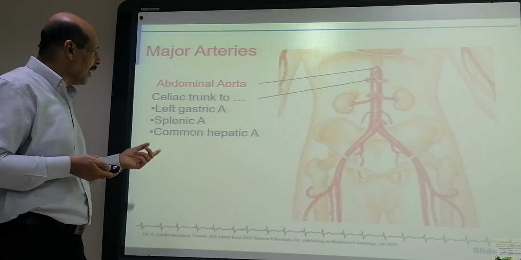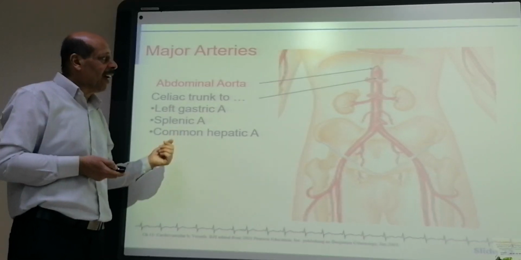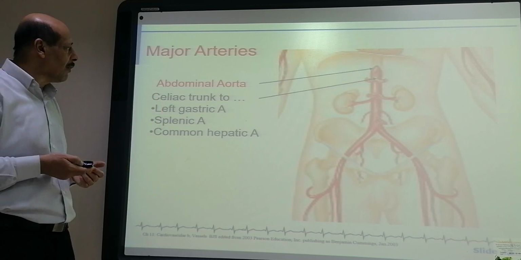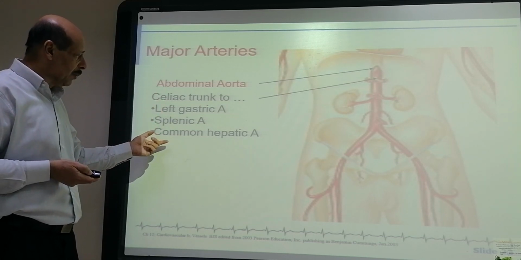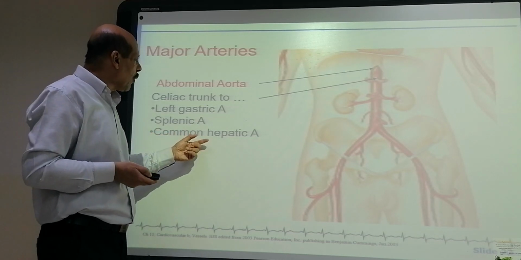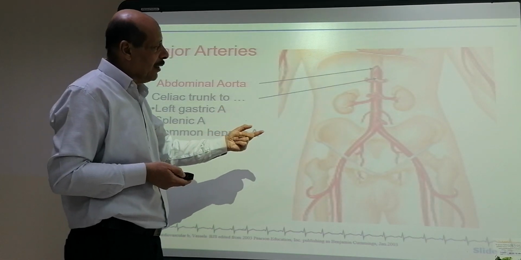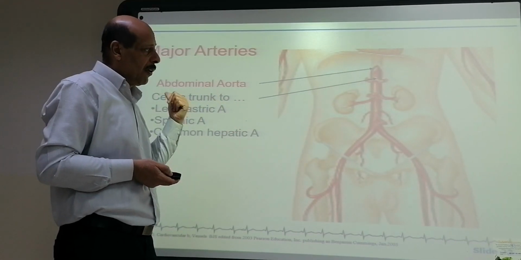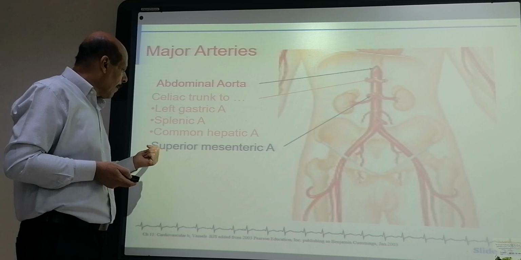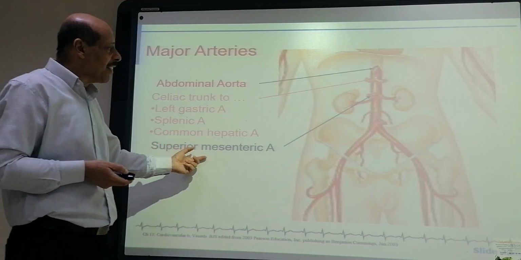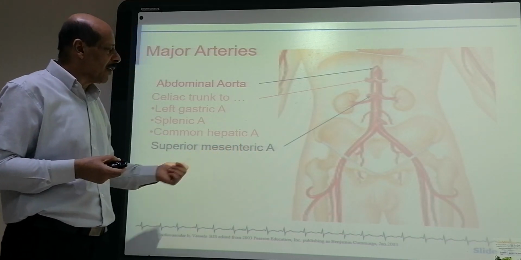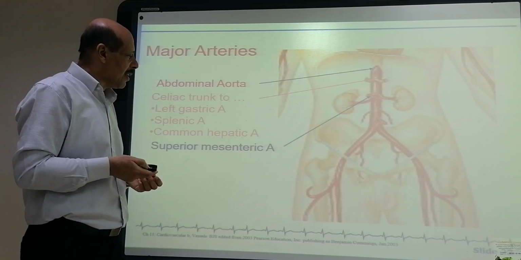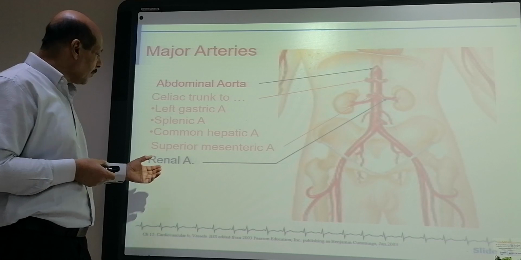So the splenic artery and gastric artery are coming from the celiac trunk of the abdominal aorta. Then we have the common hepatic artery, which supplies the liver. The superior mesenteric artery will supply the intestine and the viscera.